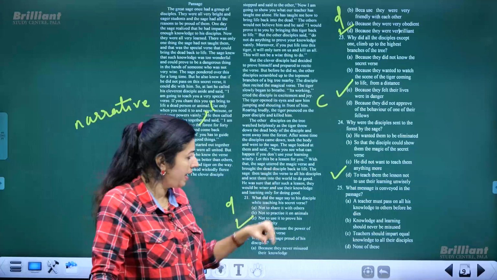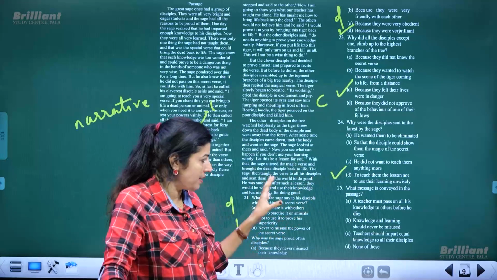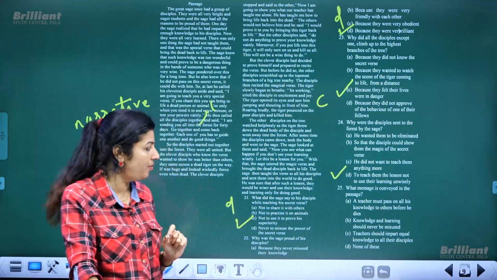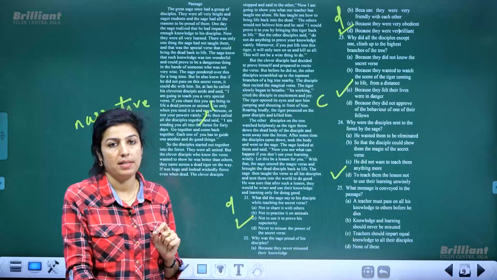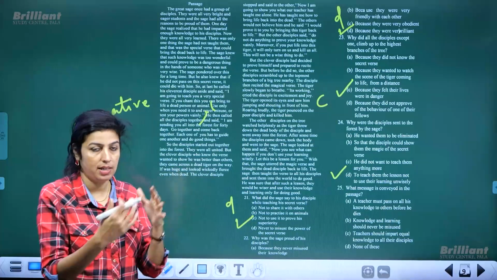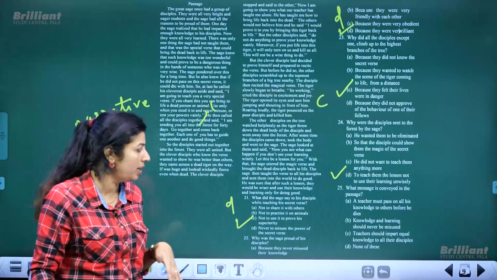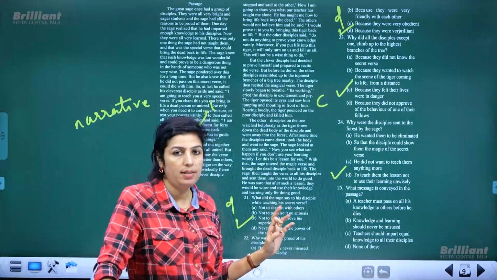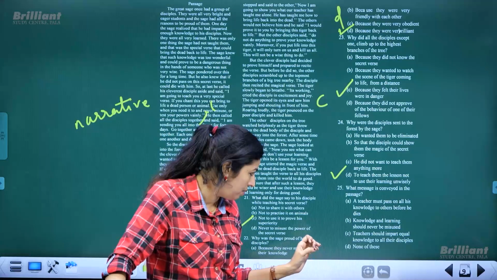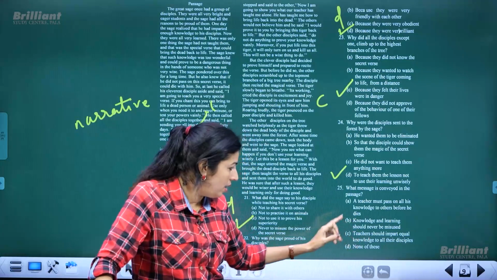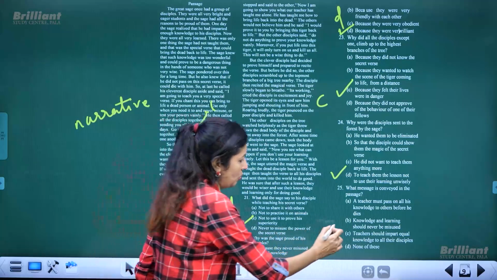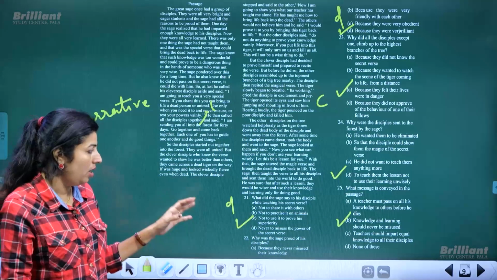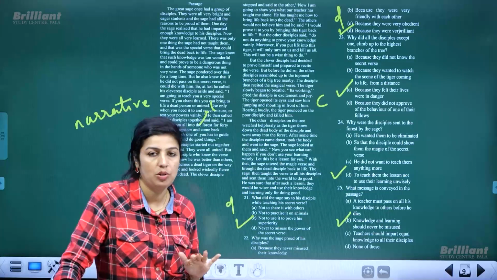Okay. Next, it's the last question based on the passage. What message is conveyed in this passage? So what is that message which we get when we read this passage, when we read this story? A teacher must pass on all his knowledge to others before he dies. That is not the message passed by the passage. Knowledge and learning should never be misused. This one. Okay. Knowledge and learning should never be misused.